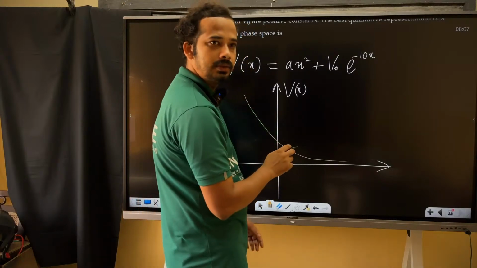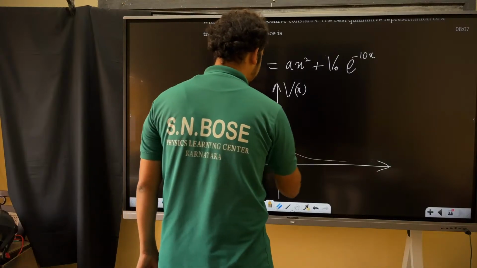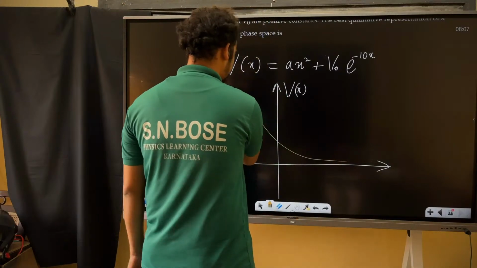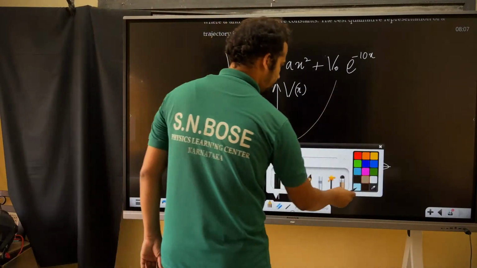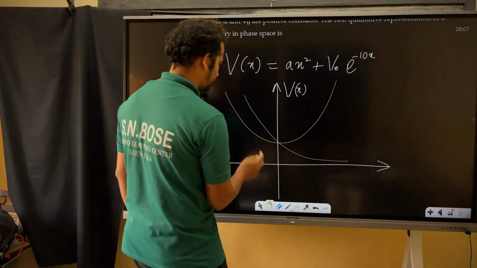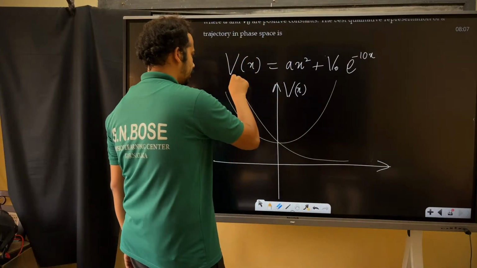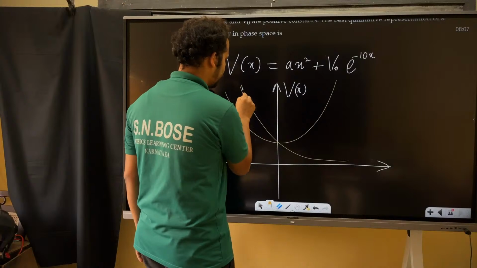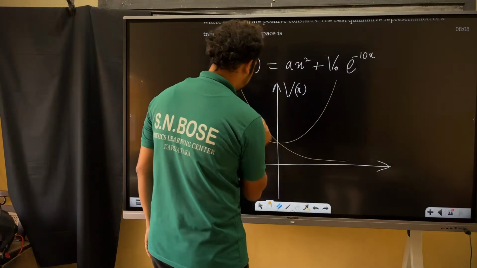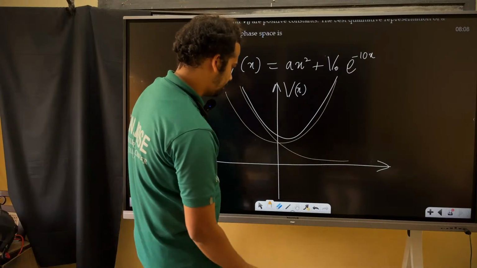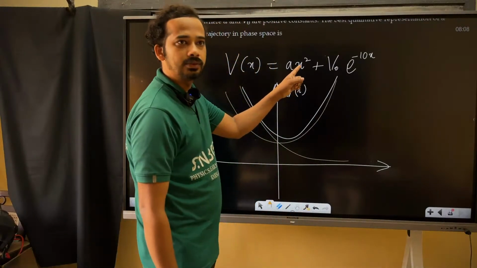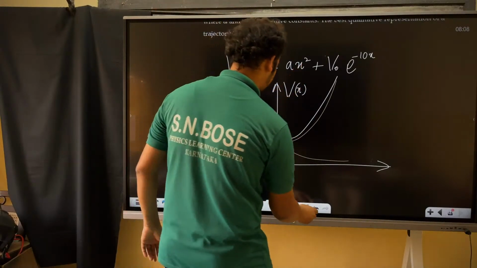Can I draw like this? The parabolic function will be like this actually. When x is less than 0, where exponential is more sharply increasing, it is following exponential. When x is greater than 0, it is following ax square, parabolic nature. Are you getting my point?